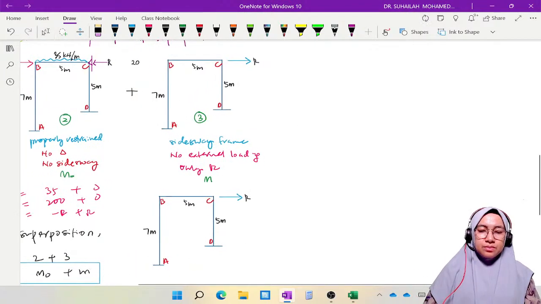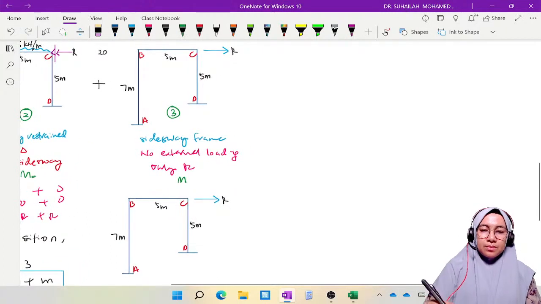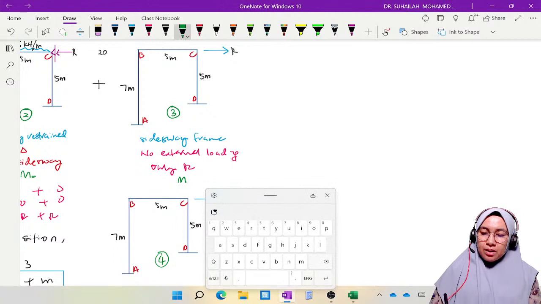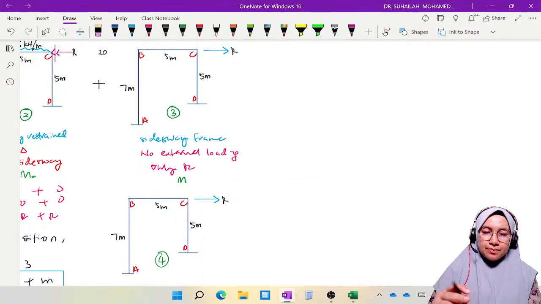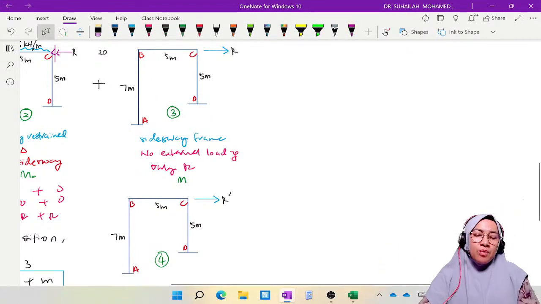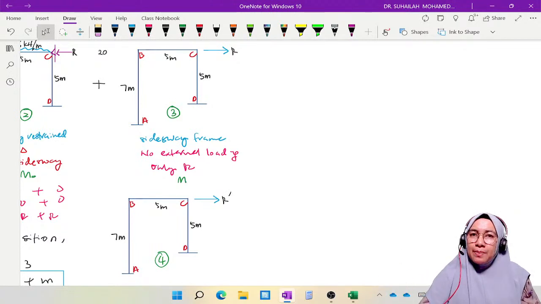Okay, this is diagram number 4. So we introduce R prime. Diagram number 4 is proportional with diagram number 3. We use diagram number 4 for table number 2.